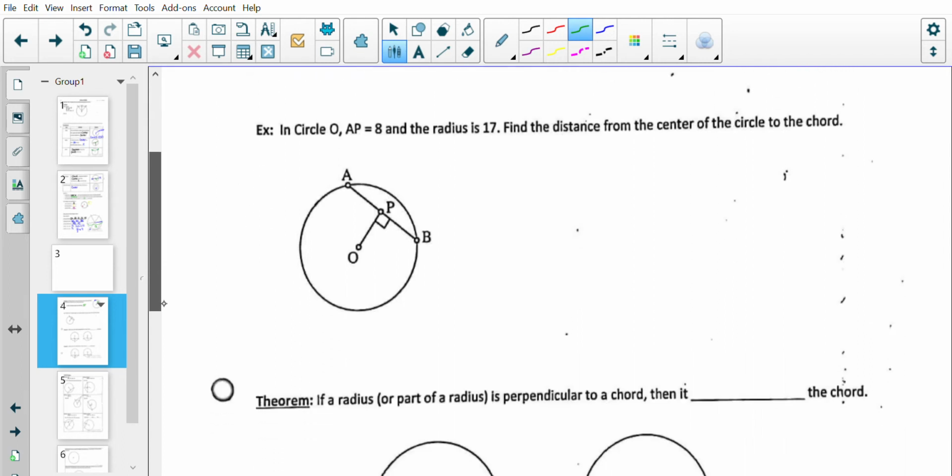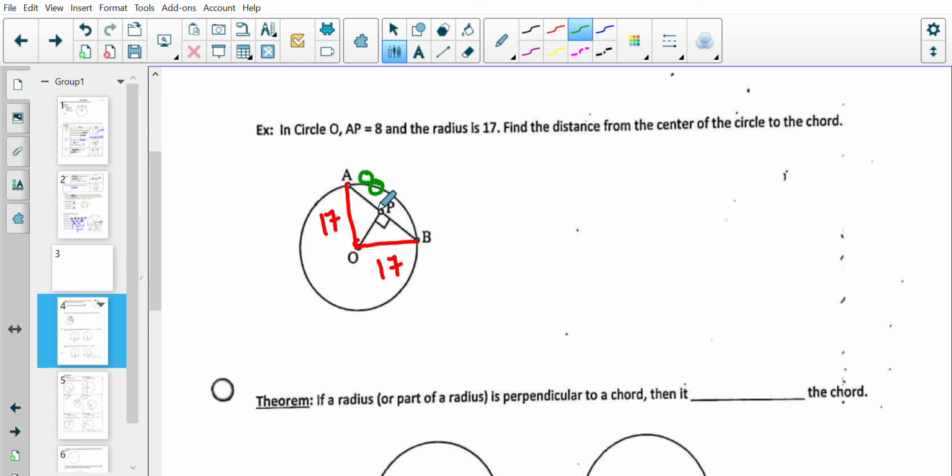Let's do an example. So let's say in circle O, A to P is 9. So that means this segment A to P, oh, sorry, not 9, is 8. Sorry, A to P is 8. The radius is 17. Find the distance from the center to the chord. So right now, a radius has not been drawn. OP is not a radius because P is not on the rim of the circle. So I'm going to draw my own radius. I'm going to draw a radius from O to B. And I could also draw a radius if I wanted to from O to A. And we know these are both 17.